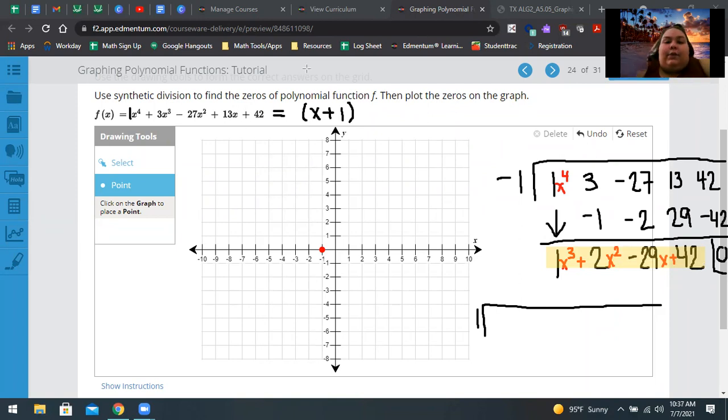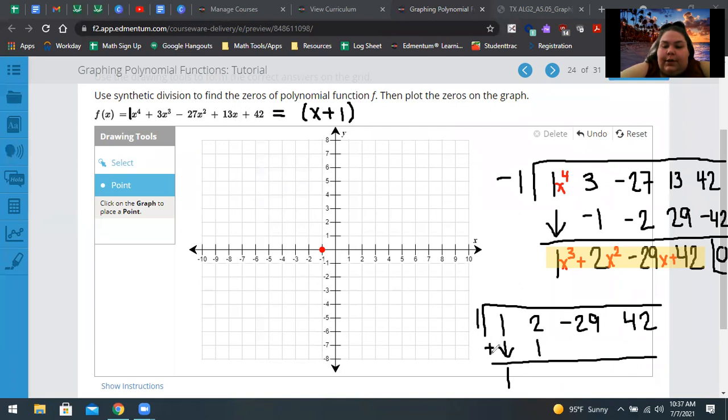So again, let's write out those coefficients. I have 1, I have the 2, I have negative 29, and I have 42. So I'm going to draw my line here. Let me move this over because I know it's going to pop up. There we go. All right, so I bring down this 1. Keep in mind these are the coefficients from here. And I'm going to try 1. So 1 times 1 is 1.